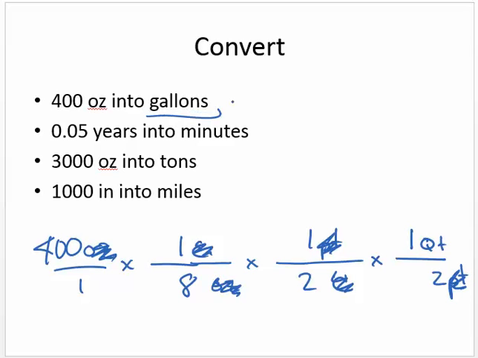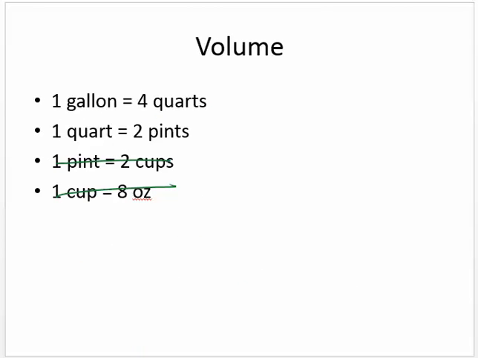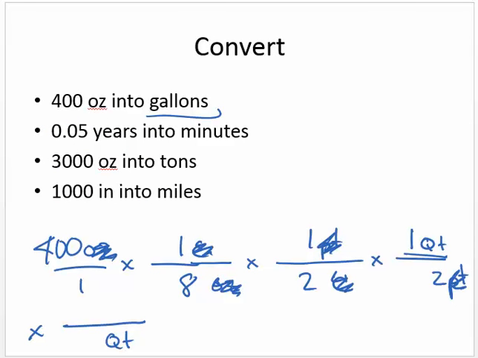I want to get to gallons, and I'm in quarts, so I'm still not where I need to be. The next thing from here, I know quarts are going to go on bottom. I just did that one, so now I have 1 gallon, 4 quarts. 4 quarts has got to go on bottom. That only leaves the top for gallons.